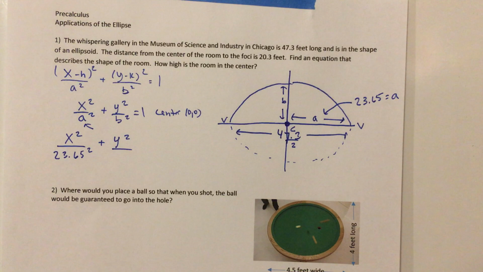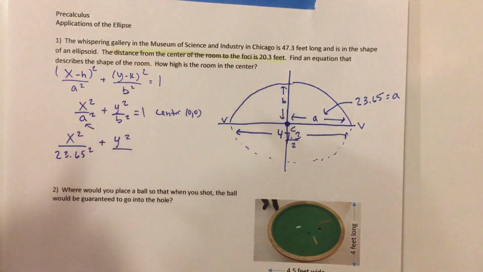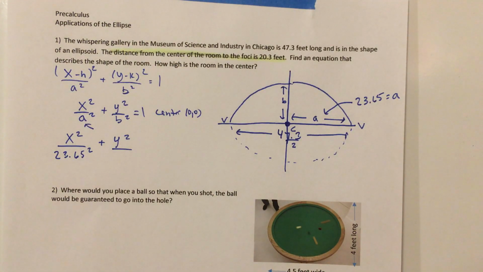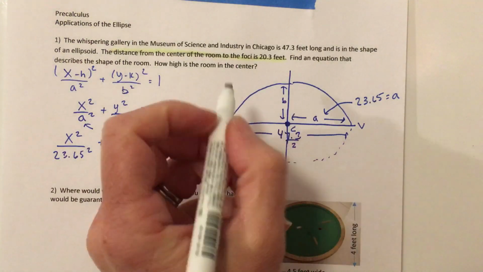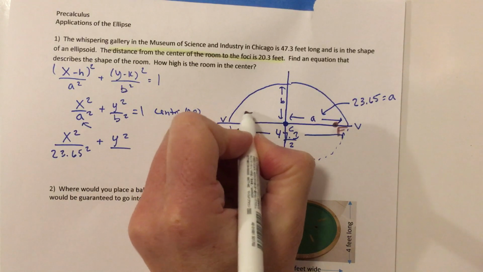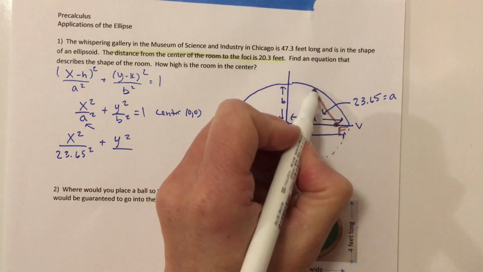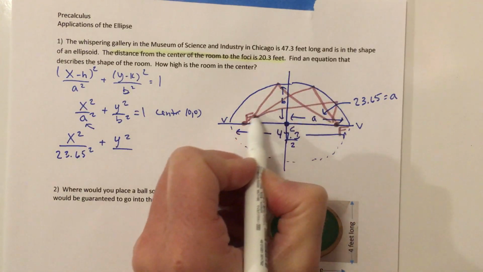Well, they didn't give me that information, but they did give me something important. They gave me right here that the distance from the center of the room to the foci is 20.3. So if you were actually going to this place, that's where you would stand if you wanted to hear people. So 20.3 from the center, that's almost out here. That would be a focus, and this would be your other focus. So you would stand here and talk, and your sound waves would go like this, and they would all hit so that this person could hear you.